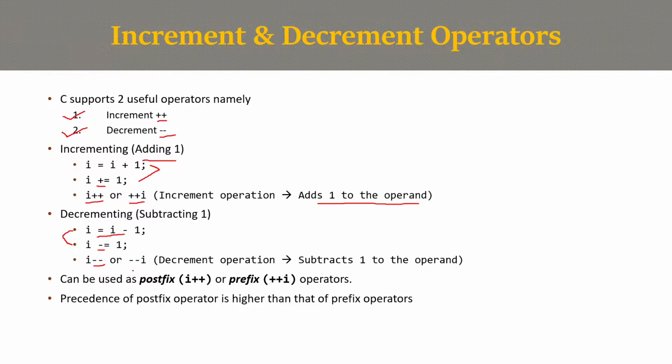Okay. So as you can see, these minus minus operators are either postfix or prefix. Okay, not only minus minus, but plus plus as well. So for increment and decrement, this can be used as postfix, that is after the operand, or prefix, that is before the operand. So plus plus and minus minus can be either postfix or prefix. But what you need to keep in mind is the precedence of the postfix operator is higher than that of the prefix operators.